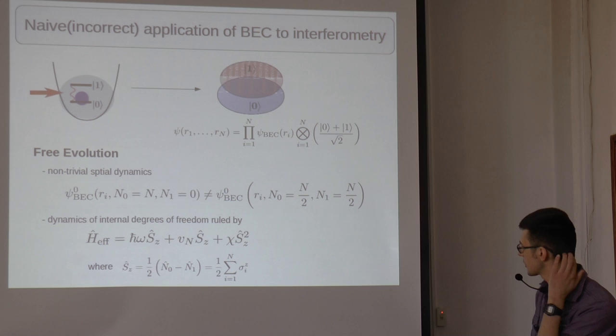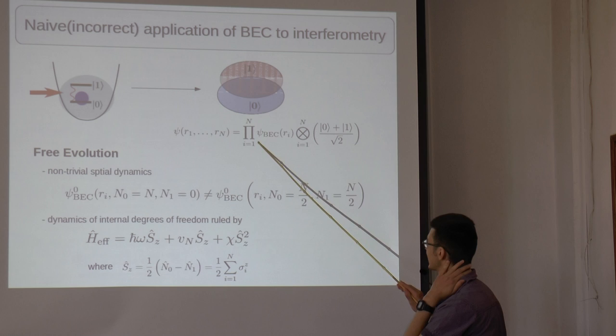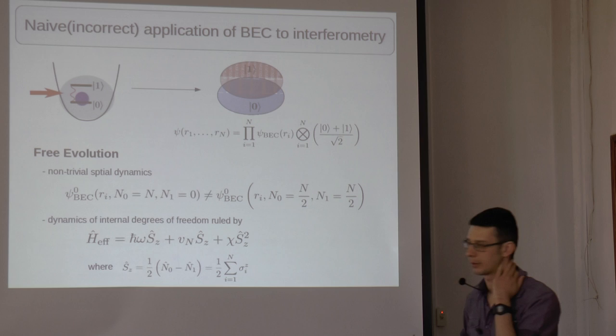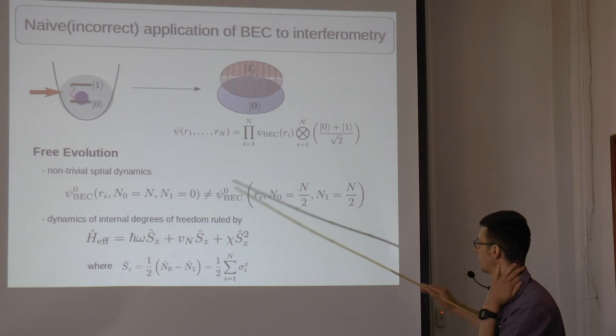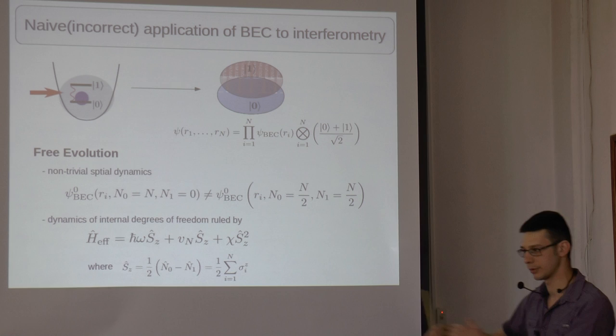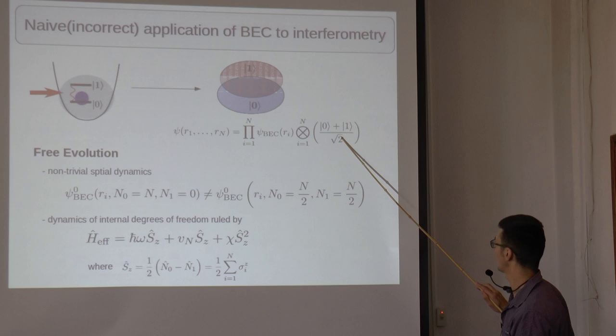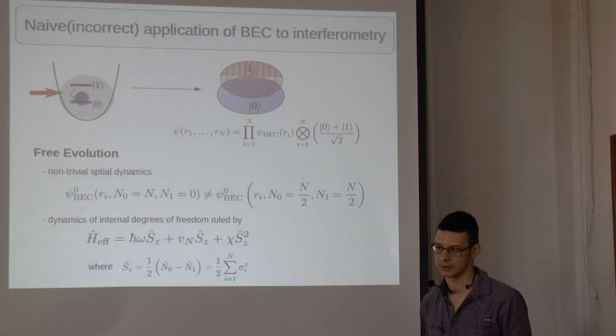Here the situation will be more complicated, because if we, for instance, asked about this orbital which is occupied, this orbital was computed with the help of the Gross-Pitaevskii equation, but the Gross-Pitaevskii equation is nonlinear. So if you change the number of atoms in the zero state, for instance, we put half of the atoms in the zero state and half in another state, then the solution of the Gross-Pitaevskii equation will be different. It means that doing this pulse, transferring zero to zero plus one over square root of two, we start with some excited states. There will be some non-trivial spatial dynamics.